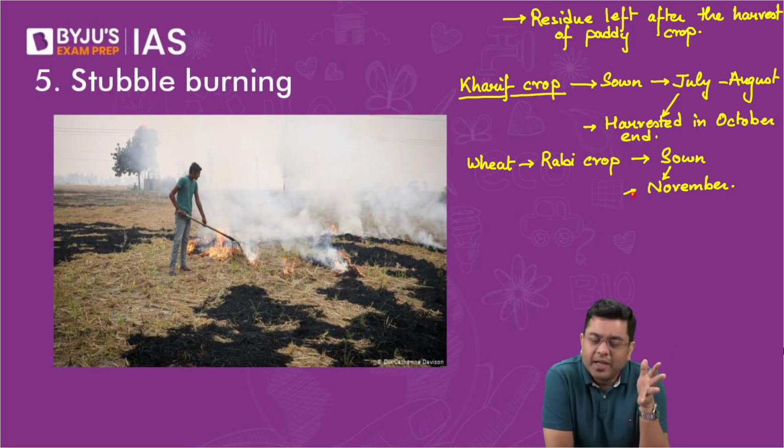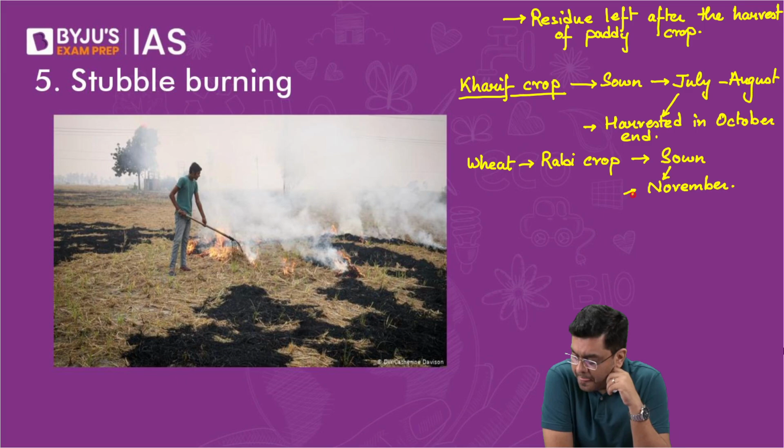If, let's suppose, I make a norm that on this road only this kind of vehicle will ply, only this kind of vehicle will move, for everyone else you walk on the road, some people will violate that. Will you start fining every one of them? That is never the long-term solution, is it?